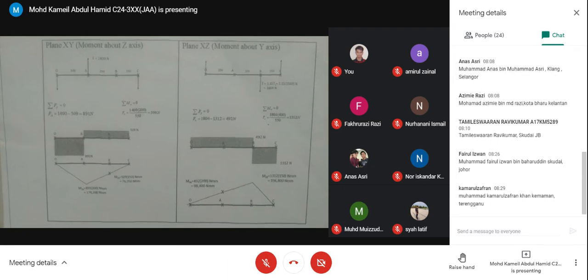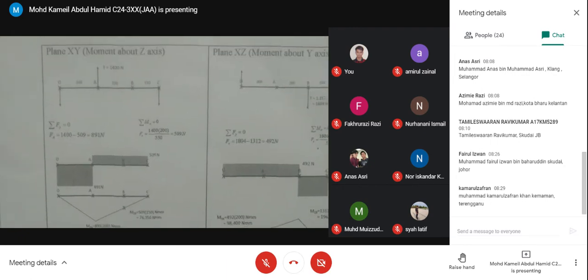So okay, we've already seen this. From the plane XY, the XY is the front view. From the front view, you can take upward at point A, you will have the 1200 plus 200, so it becomes 1400 Newton at point A. At point B there is none.